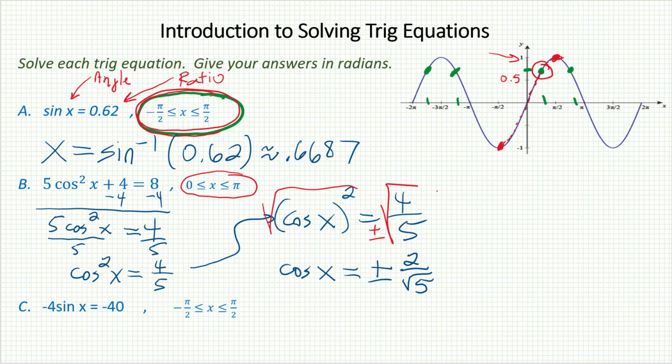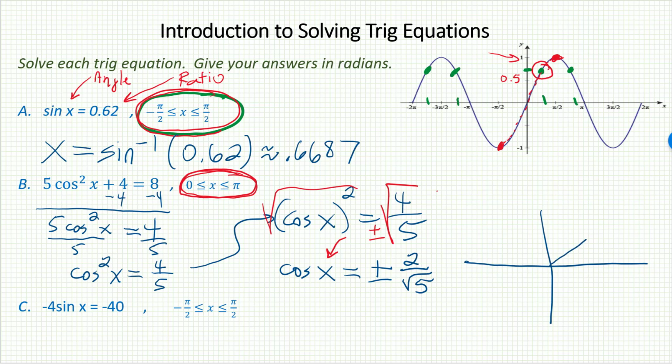So where do I go now? Well, let's remember what we're doing. I'm looking for an angle. Angles go into the cosine function. I'm looking for an angle in the restricted zone whose cosine ratio is either positive 2 over root 5 or negative 2 over root 5. I think I'm going to have two answers here. Let's see, I'm only looking between 0 and pi.